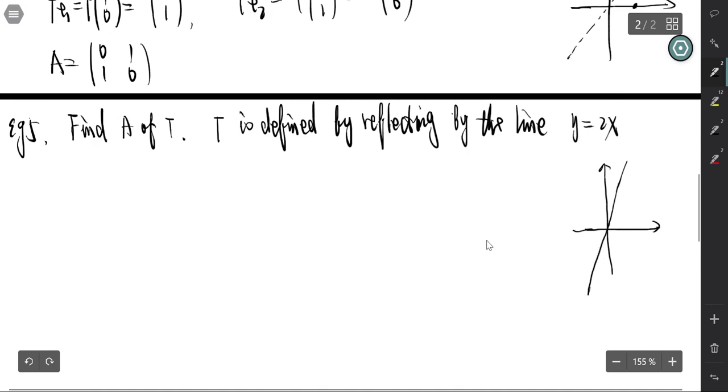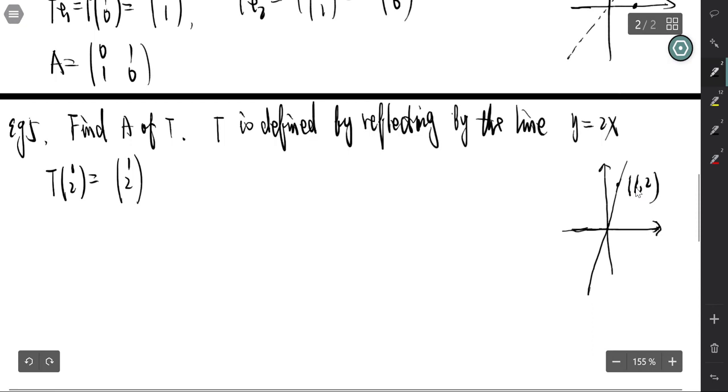So any point on the line does not change by the transformation. Suppose, for example, we use one point, this point (1, 2). (1, 2) does not change. So T(1, 2) does not change because this point is on the line. But how do we find another one? There's TE1 and TE2, so we need two equations.